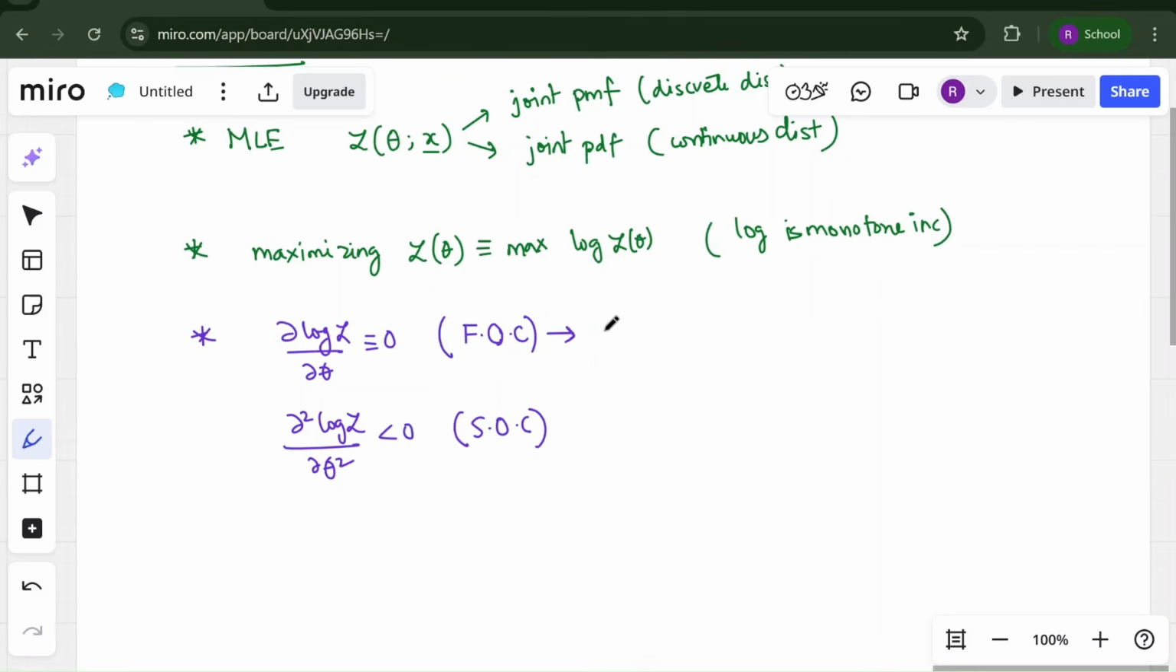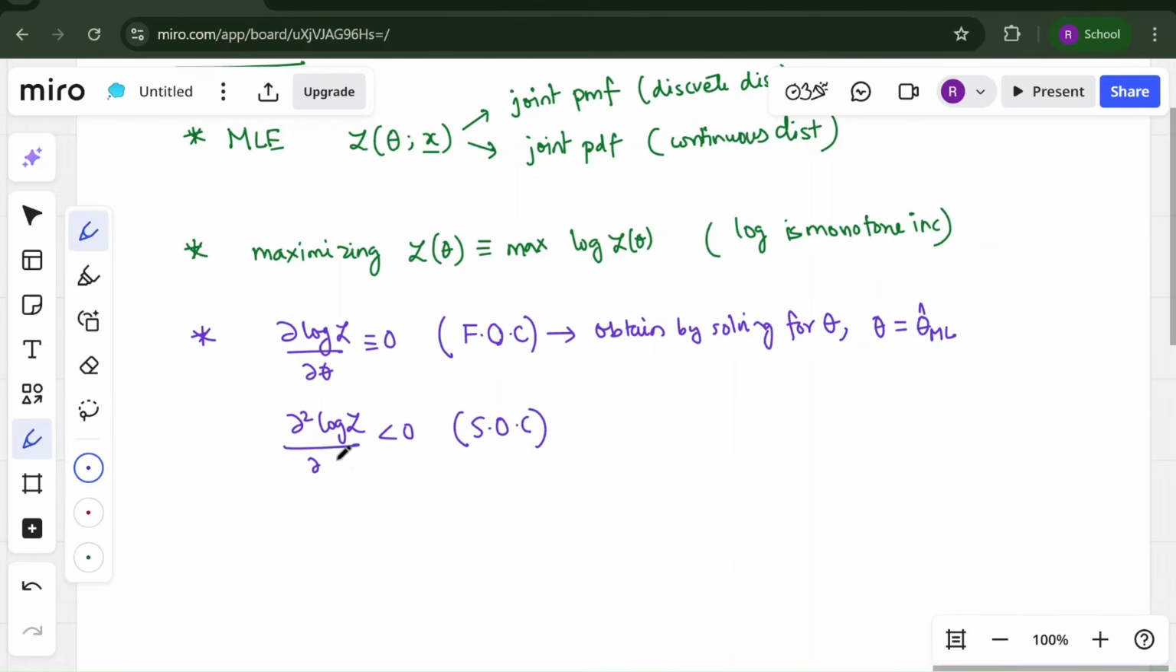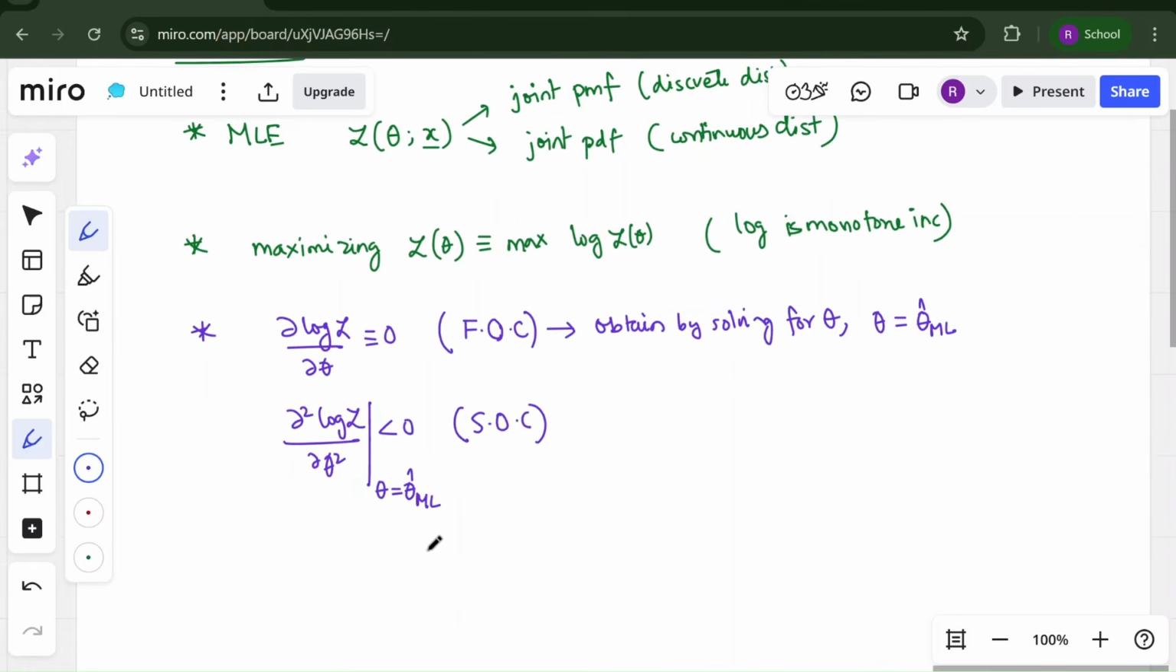So from the first order condition, by solving for theta, you obtain theta equal to, let's say, theta hat ML. Then you apply theta hat ML here. Okay, so let me write it as theta square and apply theta equals theta hat ML here, and it should be negative. Only then you can be sure that it is actually maximizing and not minimizing. This is the standard way to solve for maximum likelihood estimates. And this works across distributions, be it discrete, be it continuous, doesn't matter.